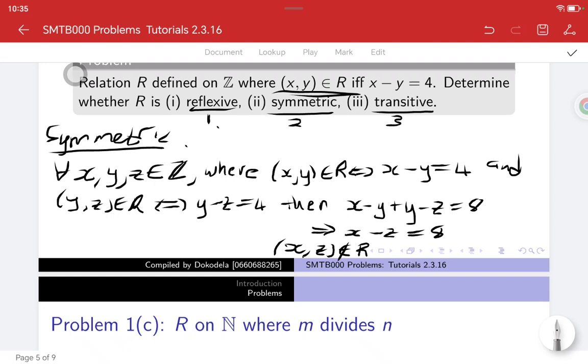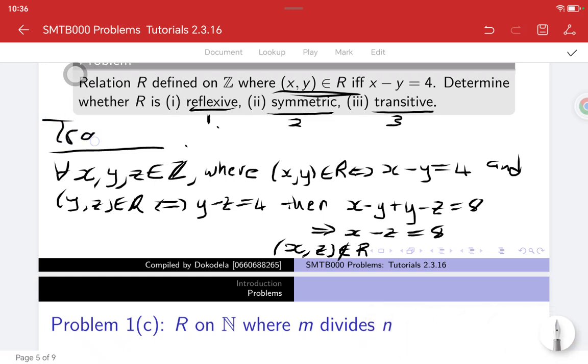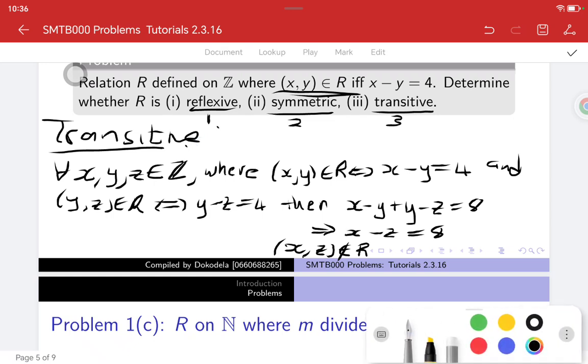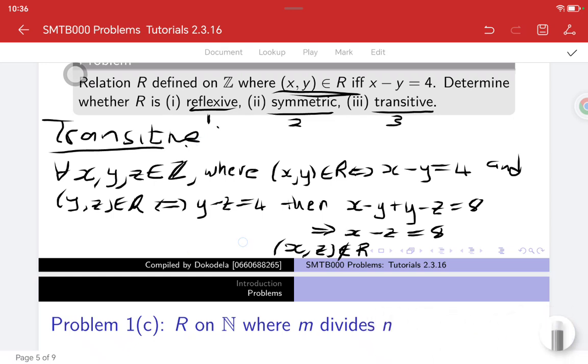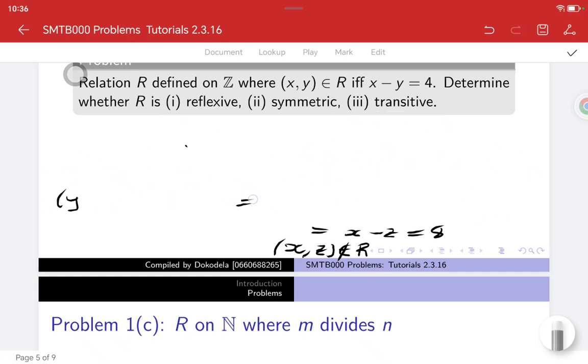So did you also understand this one? Let me change this because it's transitive, right? Yes, I did understand. All right. So it means that now we can go to the other one. Let me erase.